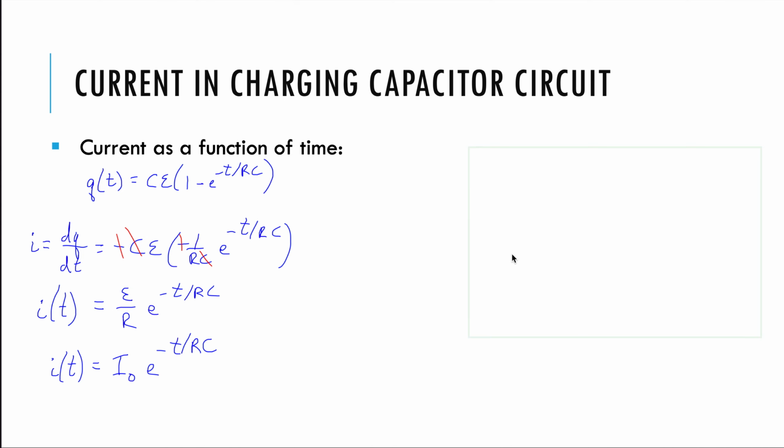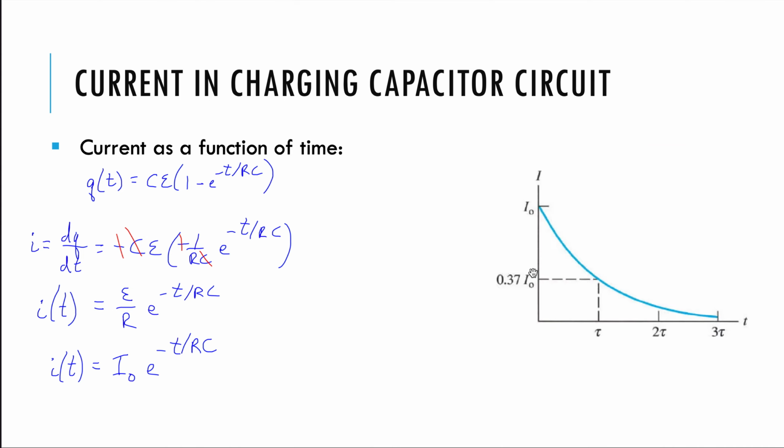What does this look like? It's going to look like this graph over here. So whenever you have an e to the minus t over RC term, the graph goes down. We start with maximum current in the circuit, and then it decays until the capacitor is fully charged up, and then we have no current. This is the current as a function of time, and once again, don't worry about the tau, just know that this is what happens as time goes by.